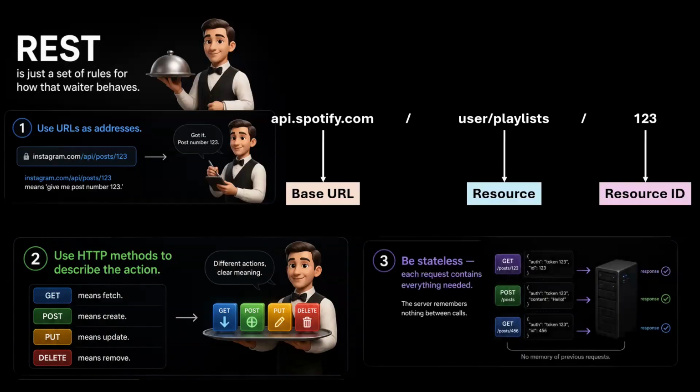The third rule is that REST APIs are stateless. This means the server does not remember anything about previous requests. Every request must contain all the information needed to process it. Think of it like ordering food from a restaurant as a new customer every single time. The waiter doesn't remember your last order, so you need to tell them exactly what you want each time. This makes REST APIs simpler, faster, and easier to scale.